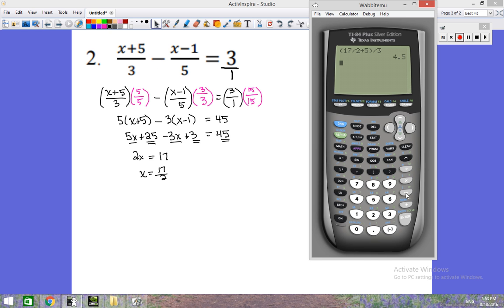Now I'm going to subtract. The calculator remembers that answer of 4.5 if I hit minus, and now in parentheses, I've got 17 divided by 2 minus 1. That's in my numerator. I'll close that, and I divide that by 5. Alright, so the difference of these two fractions, the claim is that it would be 3. So if I hit equal enter, and I get 3, I'm pretty confident that that's the correct solution.